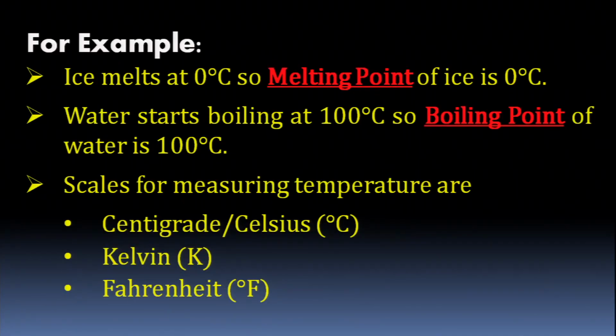Now, ice, water and vapor, we are used to these things because they are the three states we see every day. Let's go for some examples. Melting point of ice is 0 degrees centigrade. That is, ice starts melting at 0 degrees centigrade. Water starts boiling at 100 degrees centigrade. That is, boiling point of water is 100 degrees centigrade.